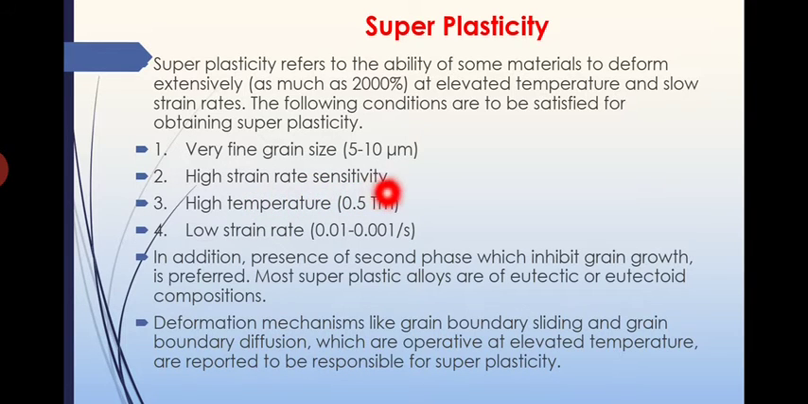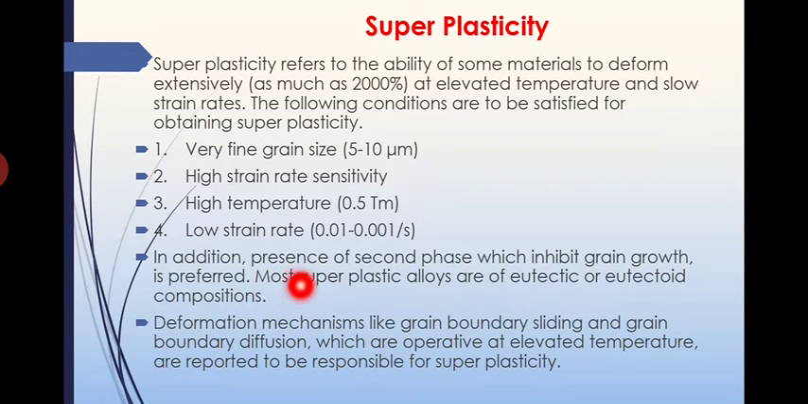High strain rate sensitivity, high temperature, that is it will show superplasticity only above 0.5 Tm, and low strain rate, 0.01 to 0.001 length deformation per second, that is the strain rate. So strain is actually unitless, change in length by original length. So per second only this much deformation should be there. That means it is deforming very gradually, but it can be deformed to a much greater extent. See, 2000% increment in original length is possible by this material.